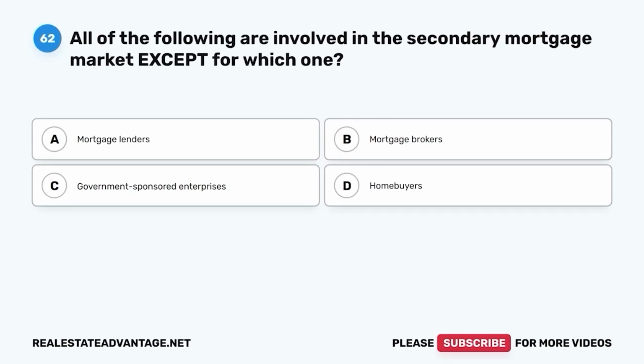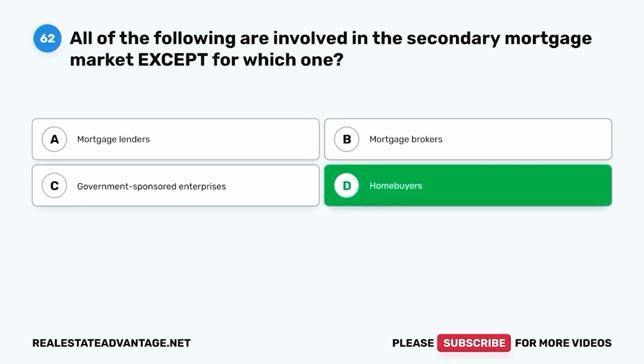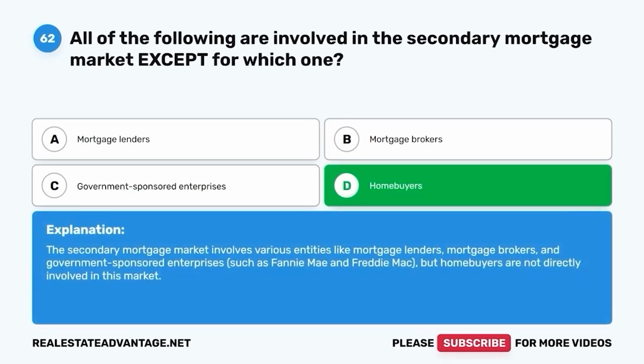A. Mortgage lenders. B. Mortgage brokers. C. Government-sponsored enterprises. D. Home buyers. The correct answer is D. Home buyers. The secondary mortgage market involves various entities like mortgage lenders, mortgage brokers, and government-sponsored enterprises, such as Fannie Mae and Freddie Mac, but home buyers are not directly involved in this market.